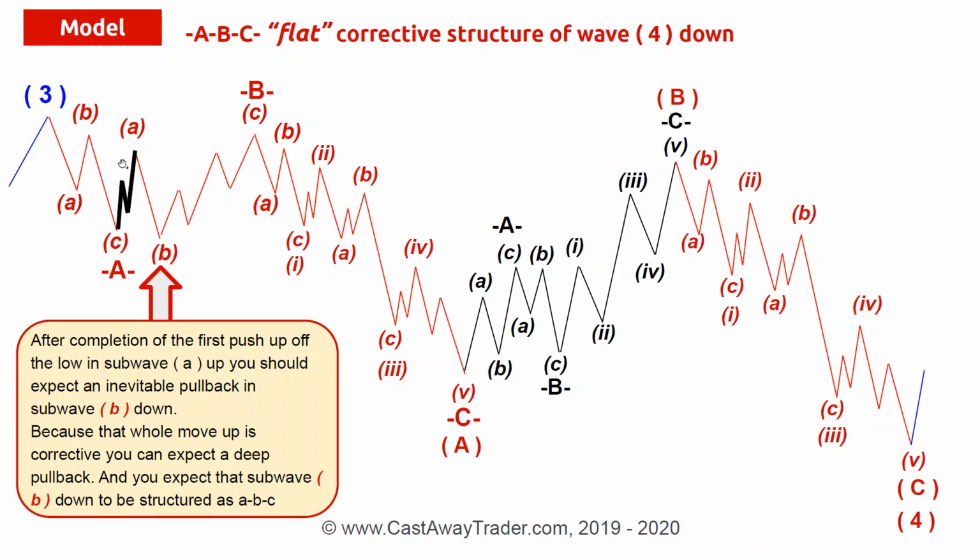Because that whole move up is a corrective, you could expect a deep pullback, and you could expect that subwave B down to be structured as ABC. So essentially, you do not see ABC subdivision here, but essentially we are dealing with the very same fractal. That wave B of a higher degree should have the very same structure as that wave B of a lower degree. And you can see here better that after the first ABC up, we should get ABC down.